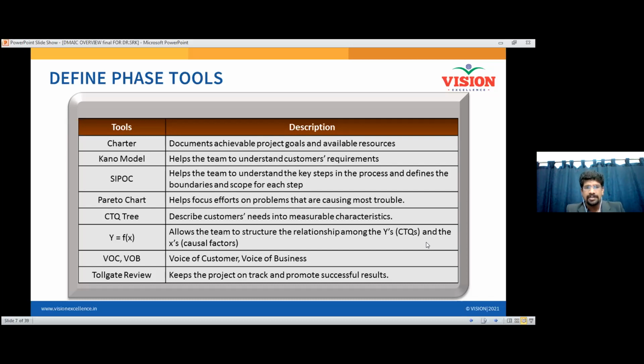Then a tollgate review. The tollgate review is going to give you the key milestones, the important outcomes of each and every phase. This tollgate review can be done at any phase of the Lean Six Sigma process. So in this define phase, we are going to execute 3 steps. We are going to select a problem. We are going to finalize the project. Then we are going to develop a project charter through the 3 steps.